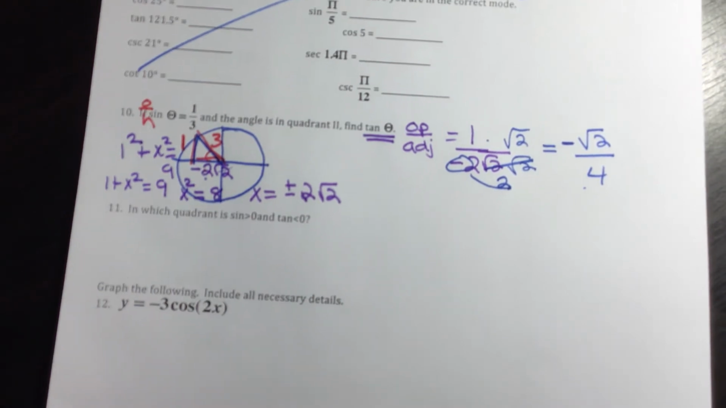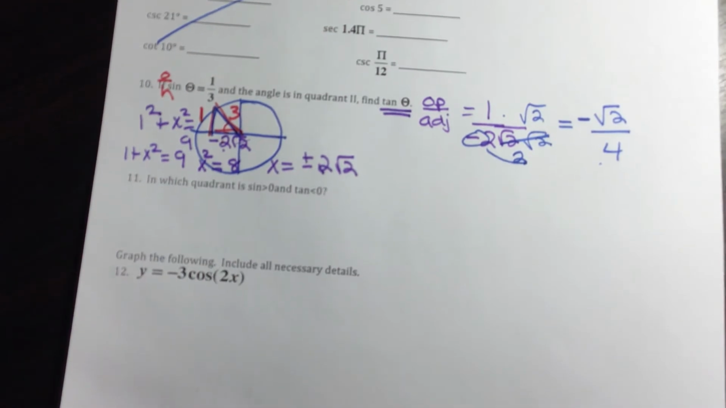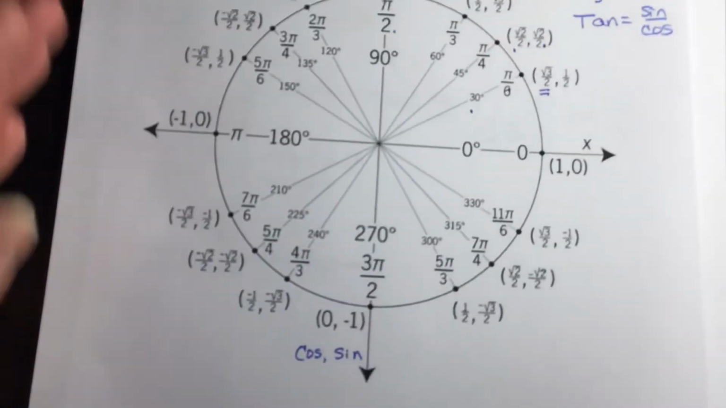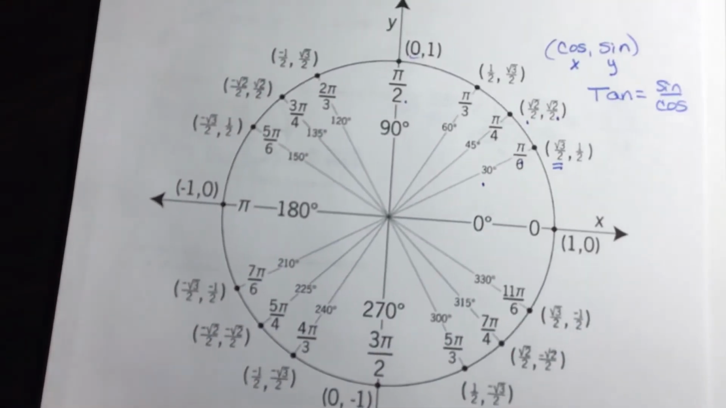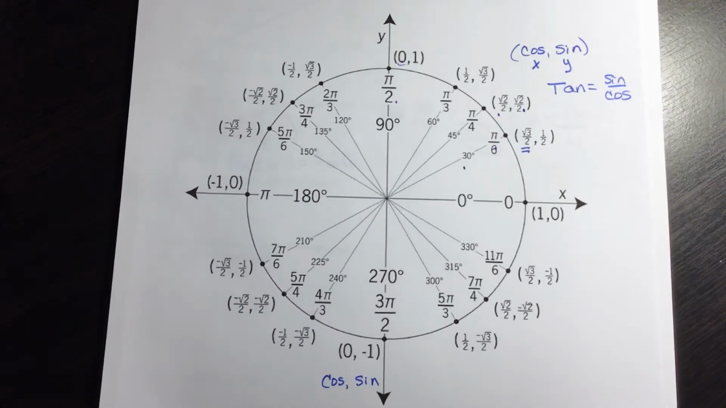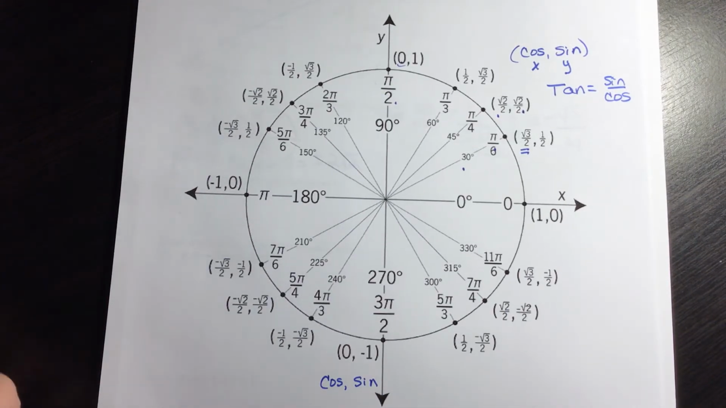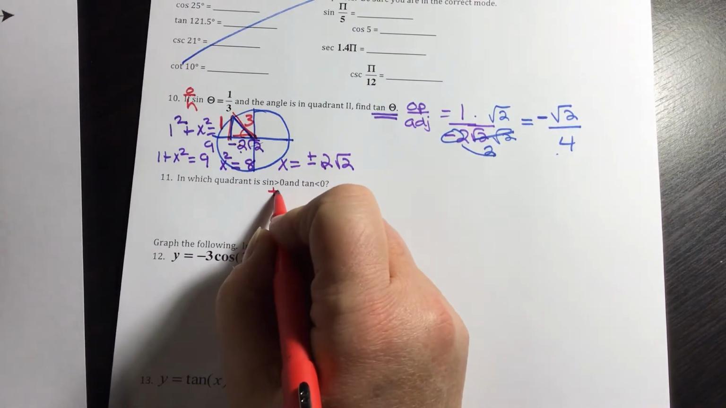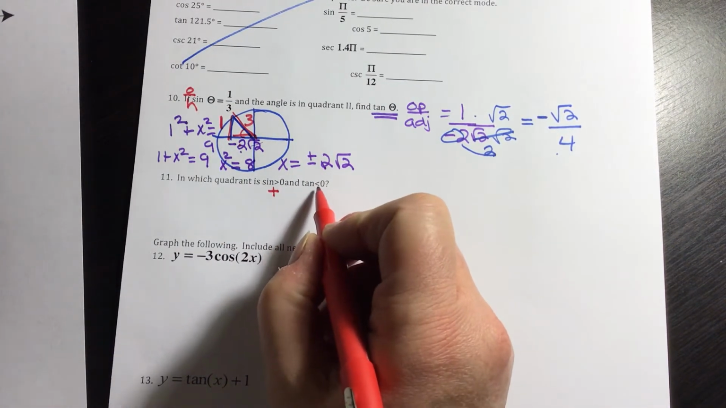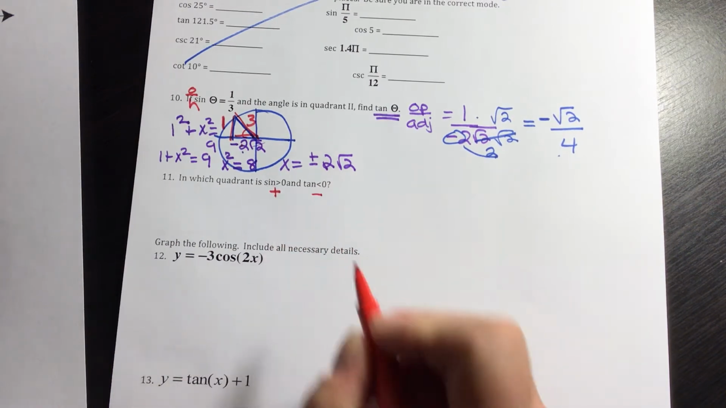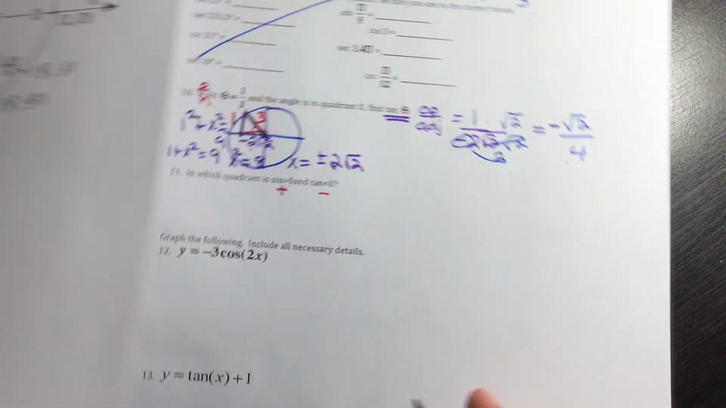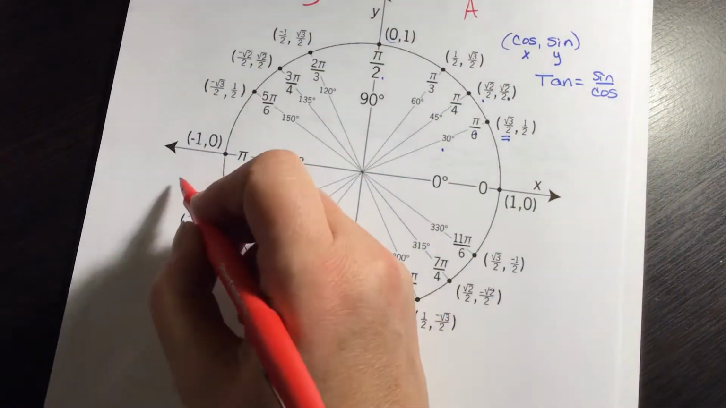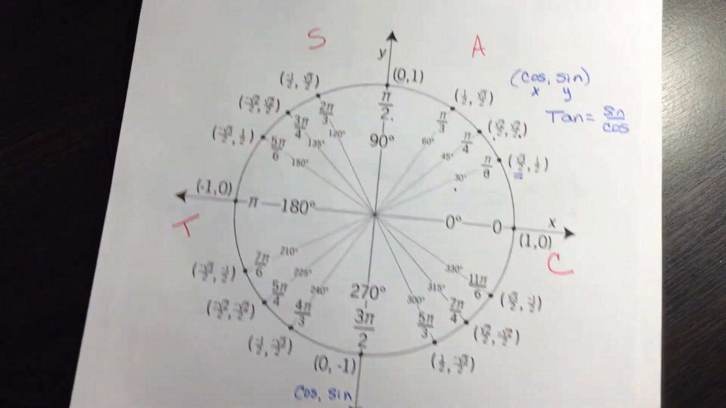Number 11: in which quadrant is sine greater than 0 and tangent less than 0? I'm going to go back to my unit circle and see if I can zoom out a little. Sine is greater than 0, so that's positive, and tangent is less than 0, so tangent is negative. So I'm going to use my trick: all students take calculus.